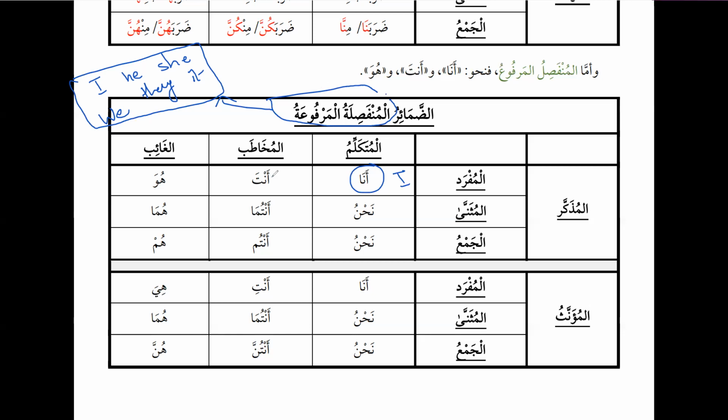طيب. أنت إيش معنى أنت يا شباب? And who is it used for? You. You, and for males or females? Masculine. طيب. هو, how will you translate هو? He. He. أحسنتم. نحن is, what is نحن in English? We. Two of us. We both and we all. We all, we both. For both we use نحن.